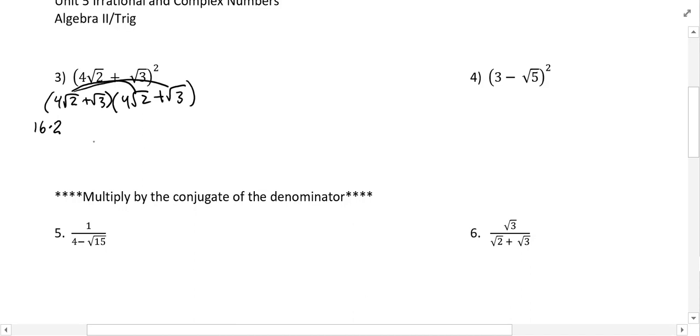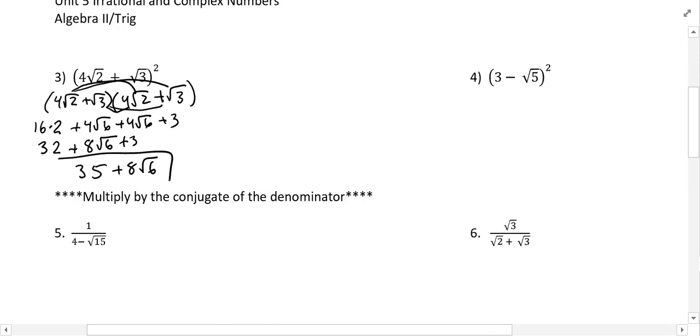When I distribute to this last term here, I get plus 4 rad 6. When I do this inside term, I get plus 4 rad 6. And when I do this last term, rad 3 times rad 3 gives me plus 3. So now I need to simplify. 16 times 2 gives me 32. 4 rad 6 plus 4 rad 6 gives me 8 rad 6. And I have this plus 3. So now I can combine 32 and 3. So I get 35 plus 8 rad 6. And this is my answer.